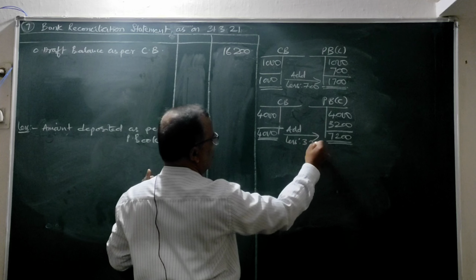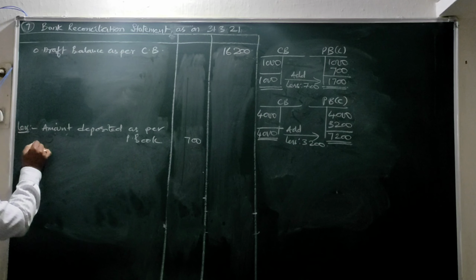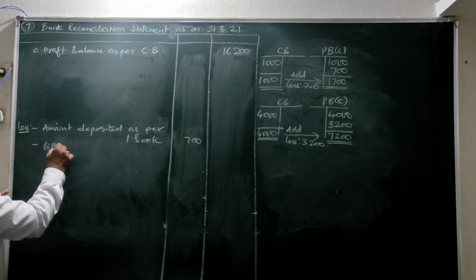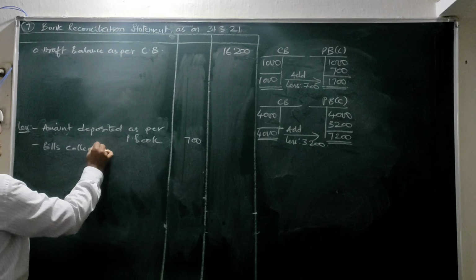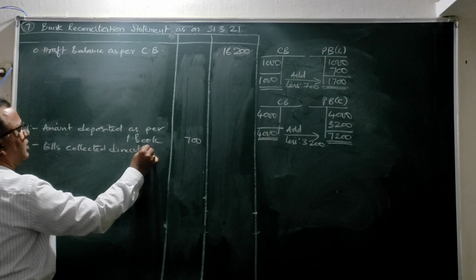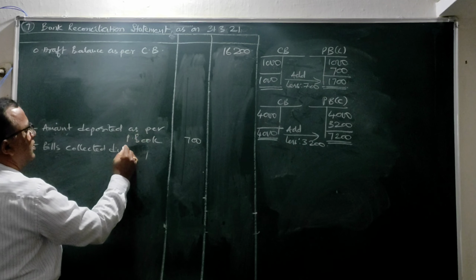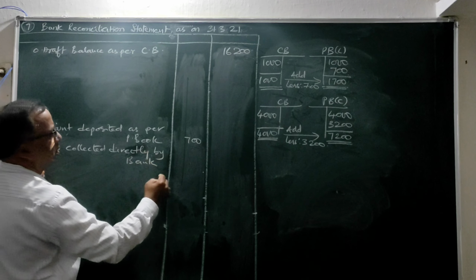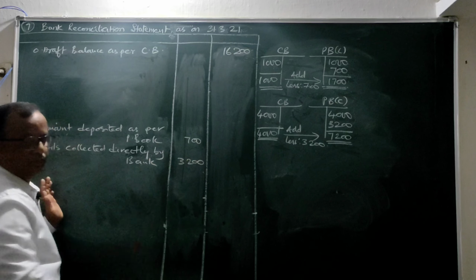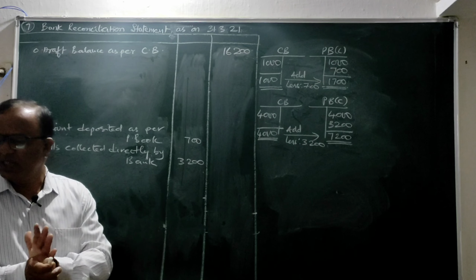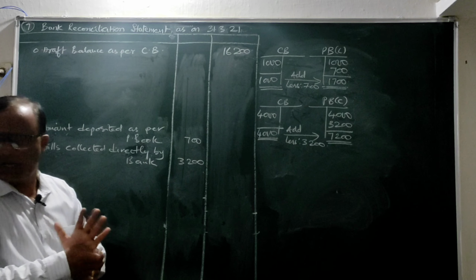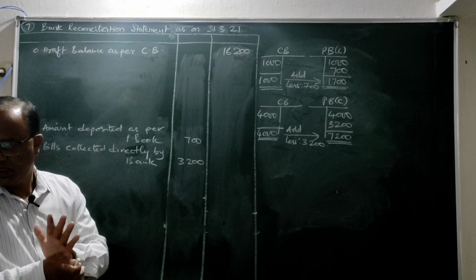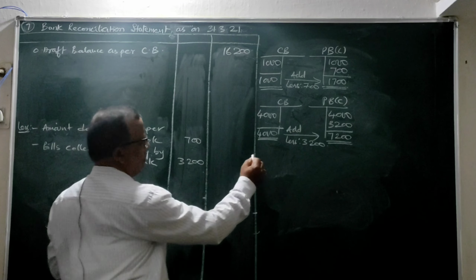The difference is how much? 3,200. So below less, bills collected directly by the bank, 3,200. See next one. Bank charges recorded twice in the cash book, he says. Bank charges recorded twice in the cash book. Okay.